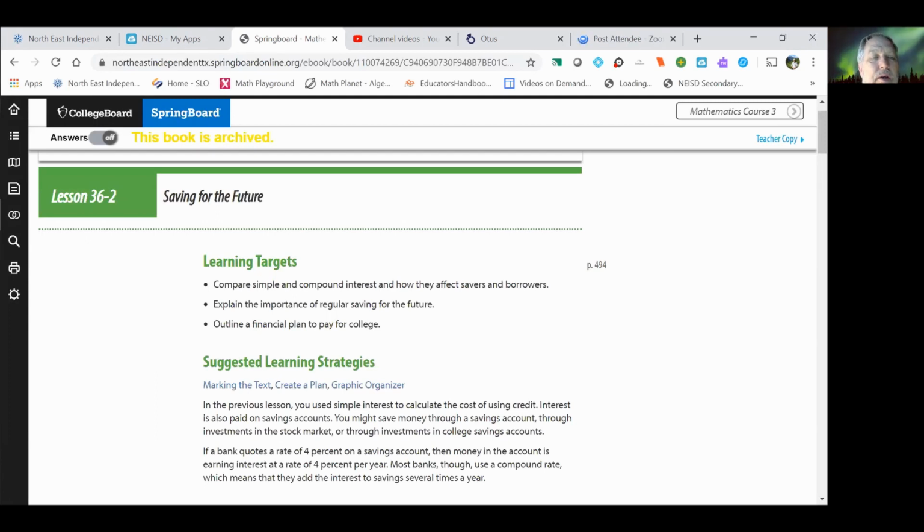Learning targets. Compare simple and compound interest and how they affect savers and borrowers. Explain the importance of regular savings for the future. Outline a financial plan to pay for college.